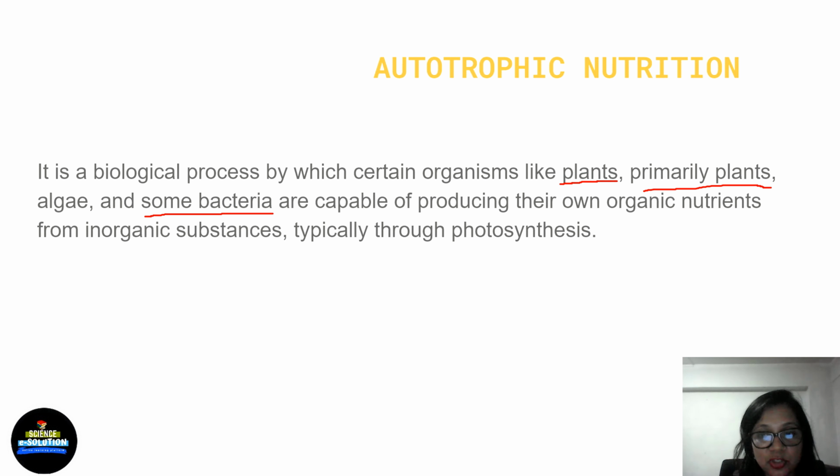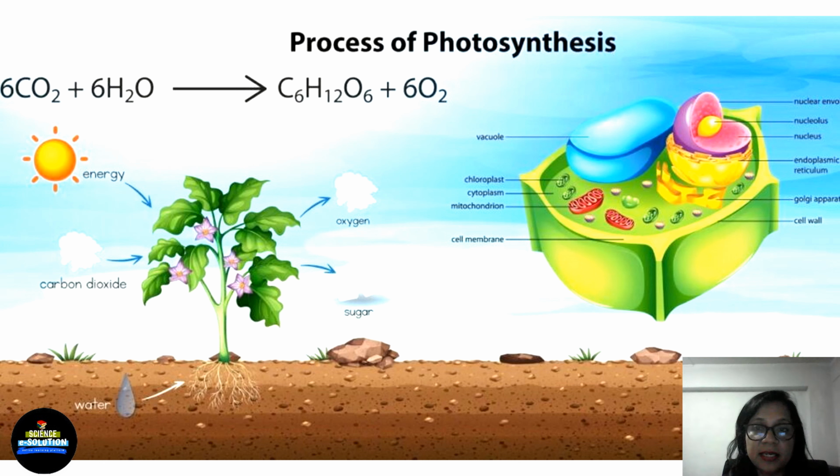So the organisms which are capable of producing their own food, or their own organic nutrients from inorganic substances, are called autotrophs, and the process which autotrophs follow is photosynthesis. As the word photosynthesis is there, we always say that these are plants, but be careful that there are also a few bacteria which are autotrophic. So this point is important. Now, how autotrophs prepare their food, their process is photosynthesis.